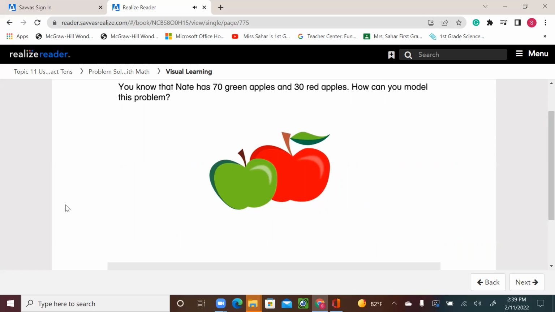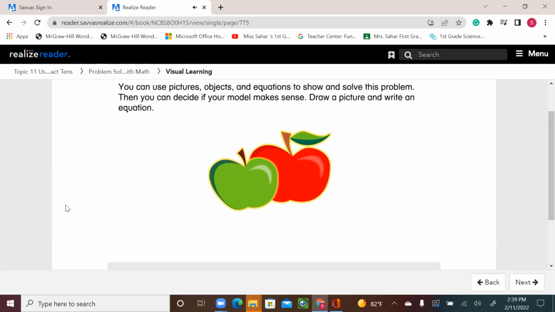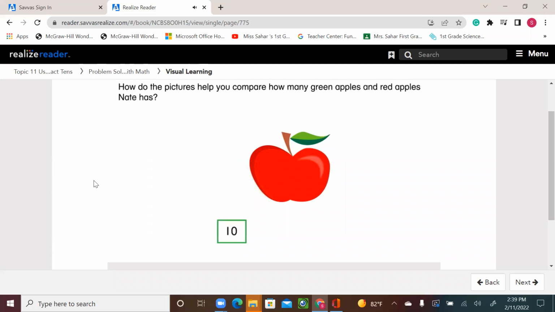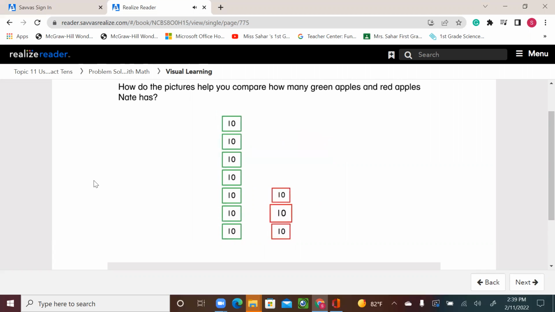How can you model this problem? You can use pictures, objects, and equations to show and solve this problem. Then you can decide if your model makes sense. Draw a picture and write an equation. How do the pictures help you compare how many green apples and red apples Nate has?